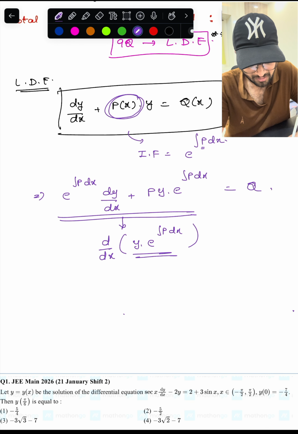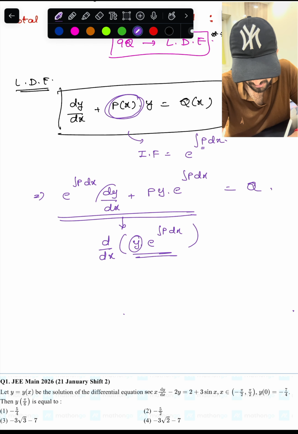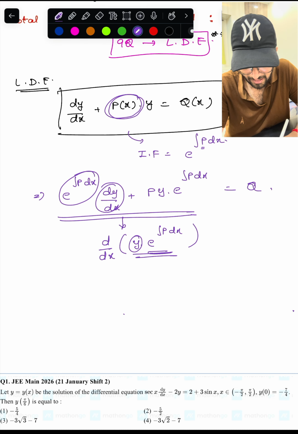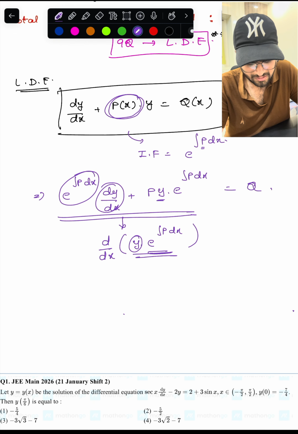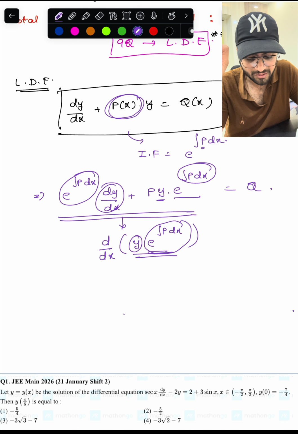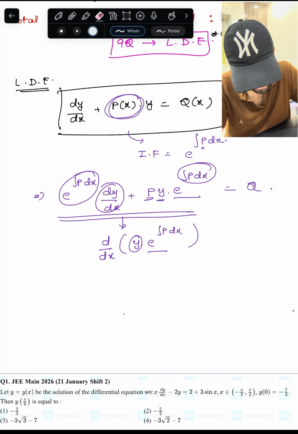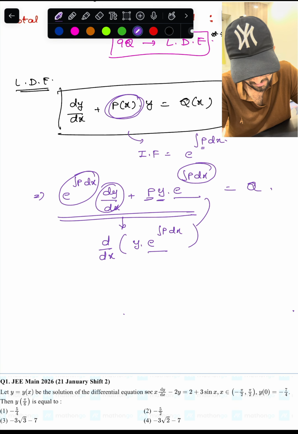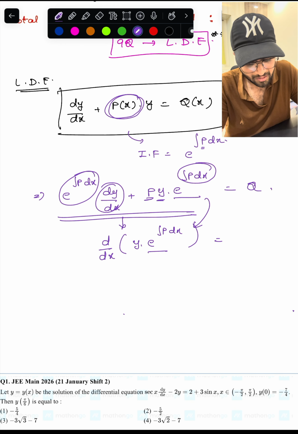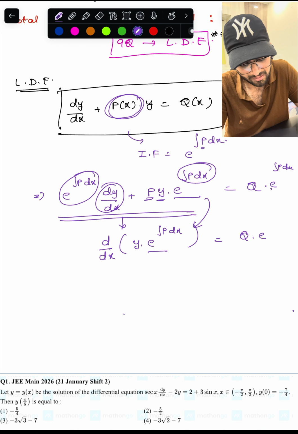How can we say this? Suppose the differentiation of uv is u dash v plus u v dash. Here the differentiation of y is dy by dx, and the other factor is left as it is, plus y is left as it is, and the differentiation of e power integration of p dx is e power integration of p dx times p, since the differentiation of integration of p dx is p. So can I write this like this? Yes, definitely we can write it like this. And sorry, here q times e power integration of p dx will be there.